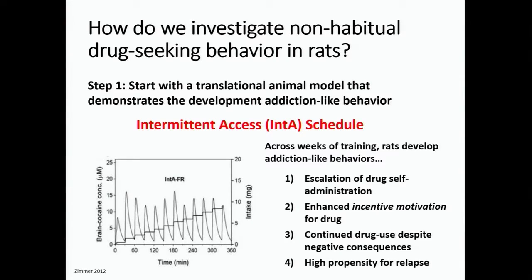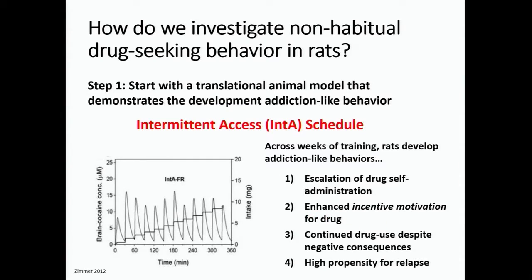And there are a few things that are really helpful about this model in terms of its translational nature, in terms of its modeling the human condition. The first is that across weeks of training, rats take more and more and more drug over time. So they escalate their intake. So that's a DSM type criteria of addiction. The other thing is they show this enhanced motivation for drug.